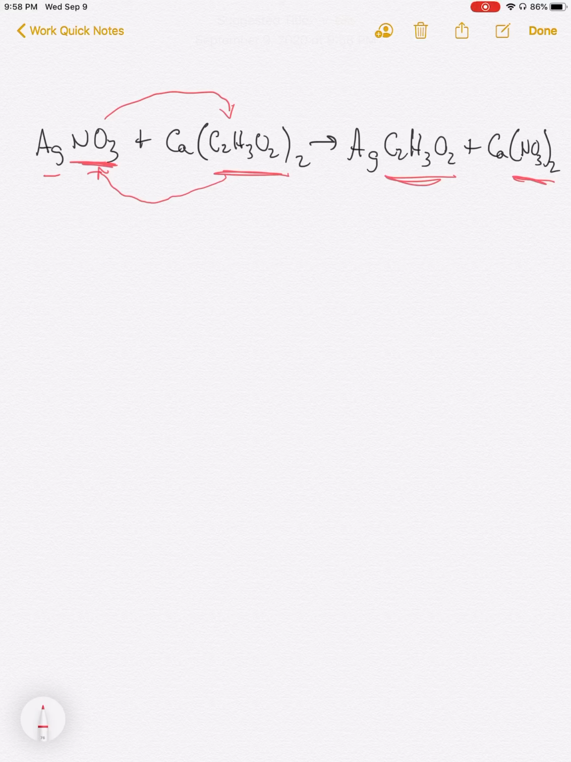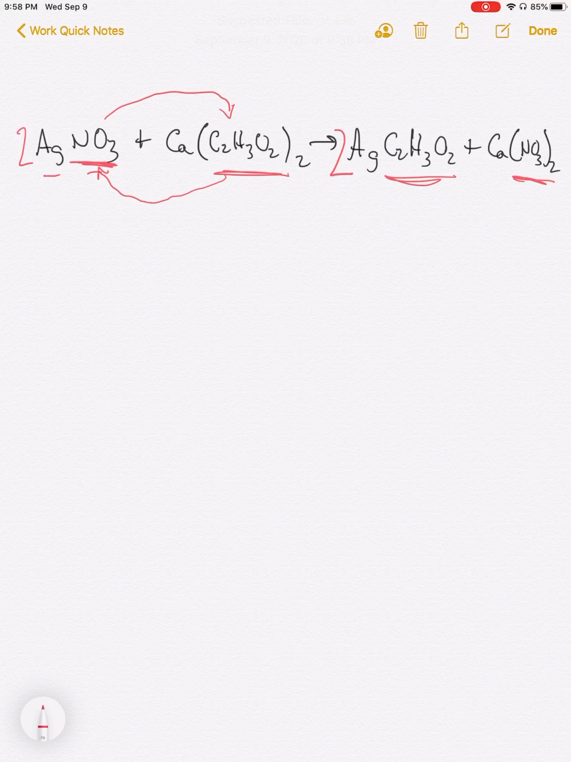So I'm going to start by balancing silver. I have one silver on each side. Silver is balanced. Next, we'll balance calcium. I have one calcium on each side. It is balanced. Next, we'll balance the acetate ion, the C2H3O2. I'm going to need a 2 here in front of the silver to balance that. That threw my silver out of balance, so I'm going to need a 2 over here as well.